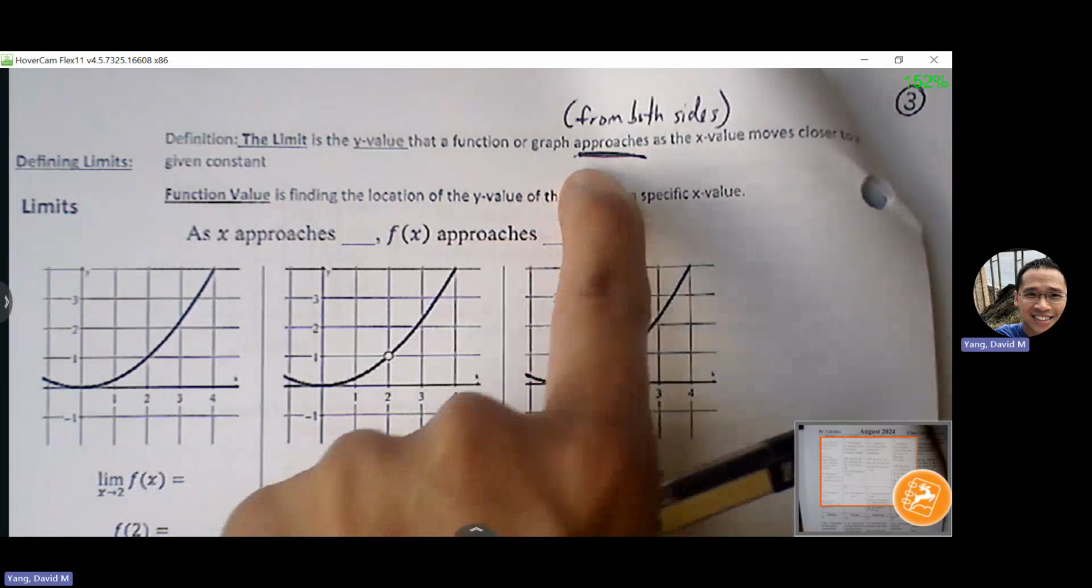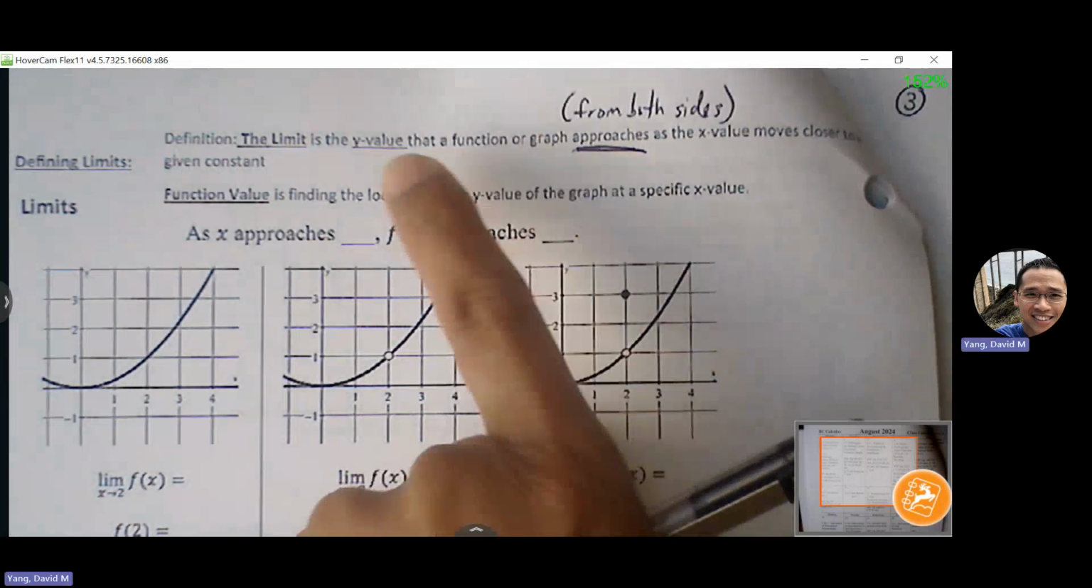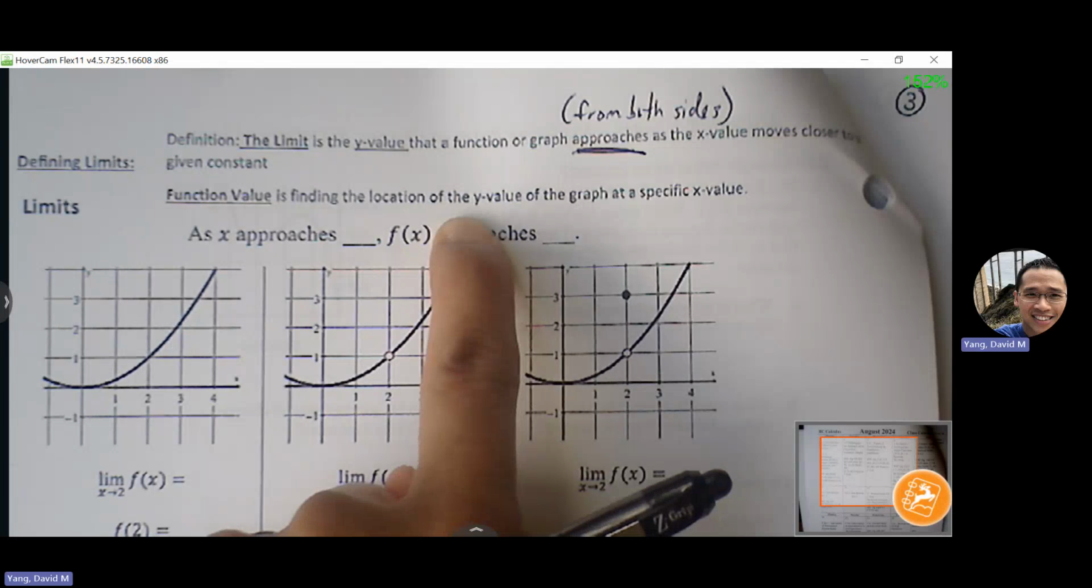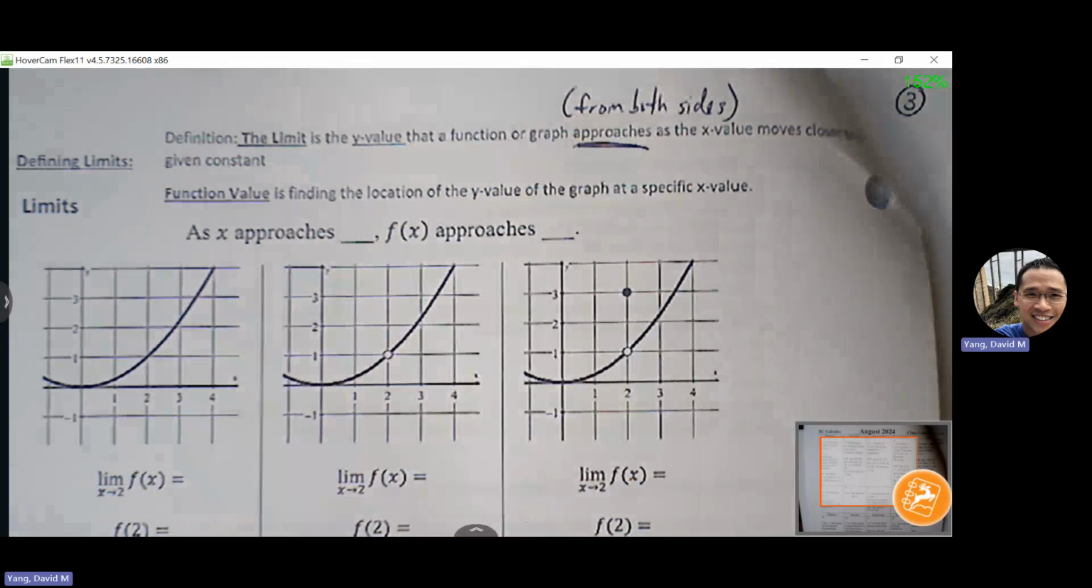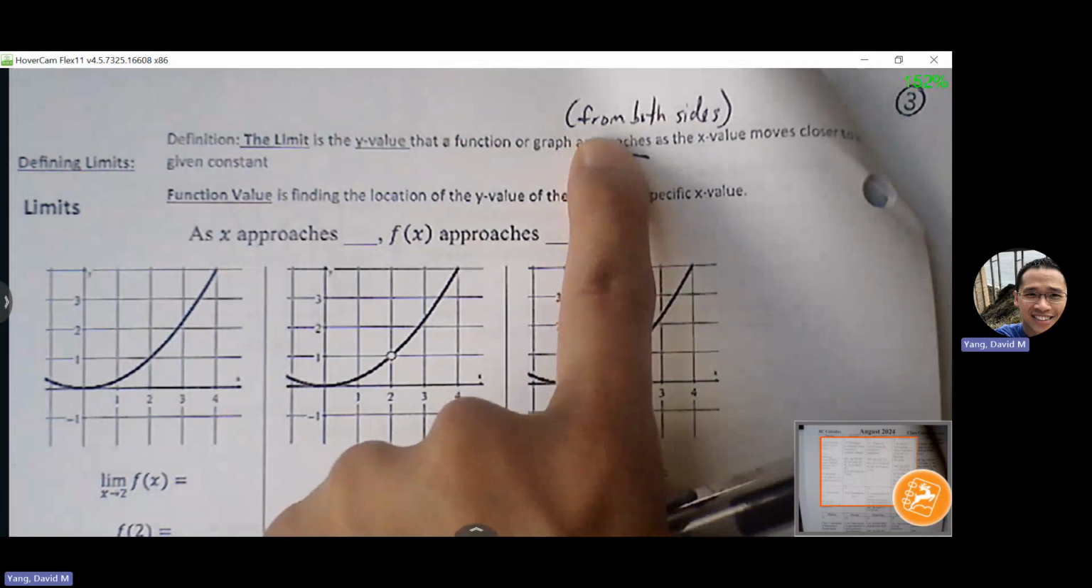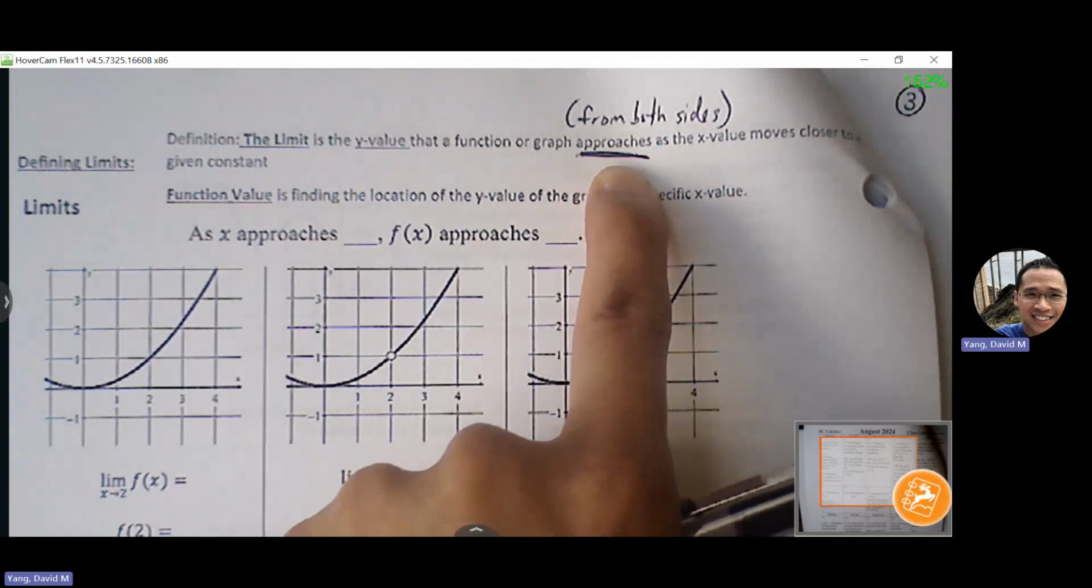And the key word here is approaching, okay? Because if I just want to find the function value, then I'm just going to zero in at that point. I don't care what's happening around that graph. I just want to know what the y value is. But if I'm trying to find a limit, I care more about the approach as we get closer to that point than what's actually happening at that point.